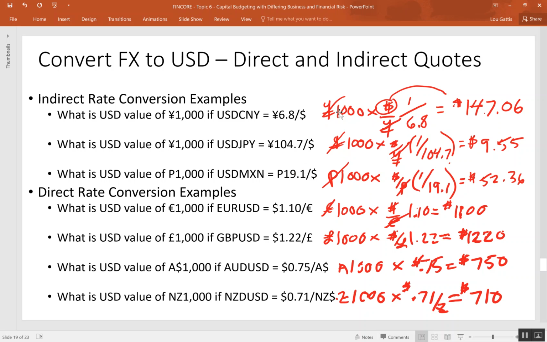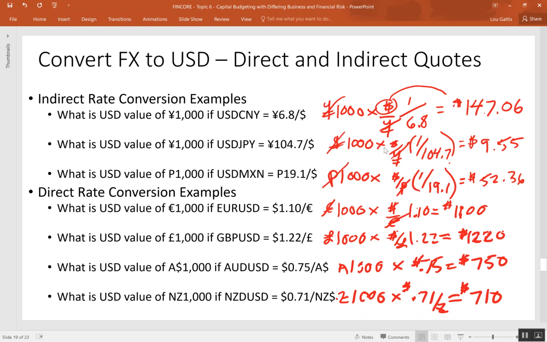If you have a foreign currency and you need to convert it to dollars, you need to multiply 100 yuan times the dollar over yuan exchange rate. So the yuan cancels out and it gives you dollars. Now what that functionally means is you basically have to divide by the exchange rate. 1 over 6.8 is the dollar per yuan exchange rate. 6.8 is the yuan per dollar exchange rate. So in this case, I really just take 1,000 yuan and divide by 6.8.